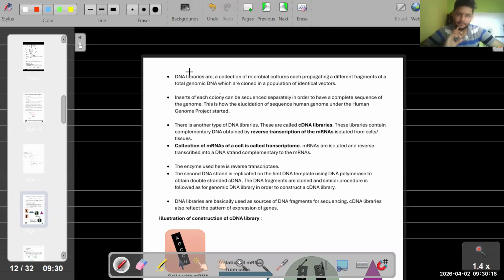Can you understand? So instead of microbial cultures, just put the words transform host cells and read it. Instead of the word microbial culture, put the words transform host cells. Don't cut it out; just write it above with a pencil or something and see. Can you see whether this part is clear?